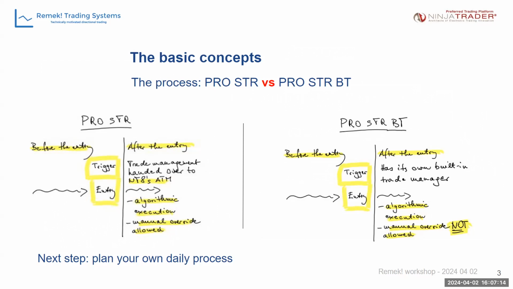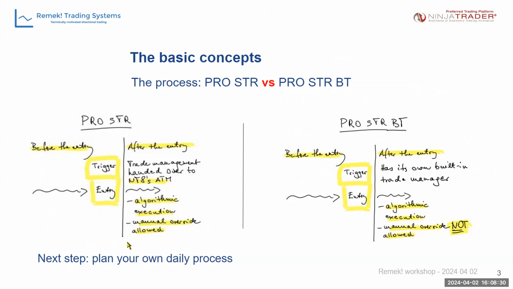Which one we're going to use will very much depend on the situation and on the trader: psychologically, physically, time frame, speed of the trade. So one task, as I suggest here, the next step is to plan your own daily process and figure out, a little decision tree for yourself, when would you use PRO STR and when would you use BT? Remember, in both cases, there's a situation before the entry, of course, and then the trigger comes.